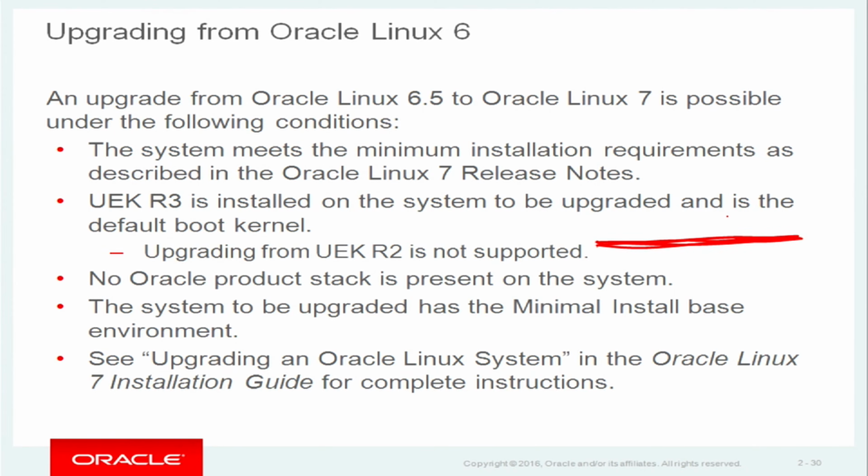All right, upgrading from 6 to 7. First of all, 6 has to be installed as a minimal install. All right? So if I've done a GUI install like we do in this practice, you can't install from that.